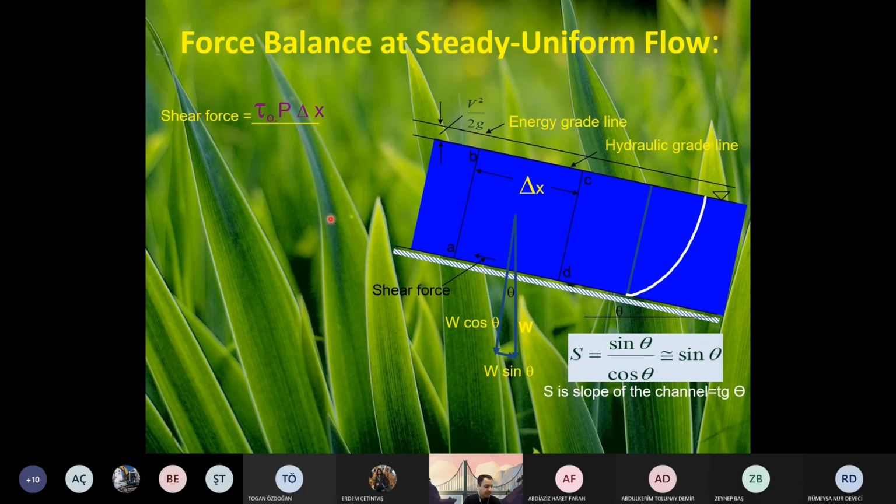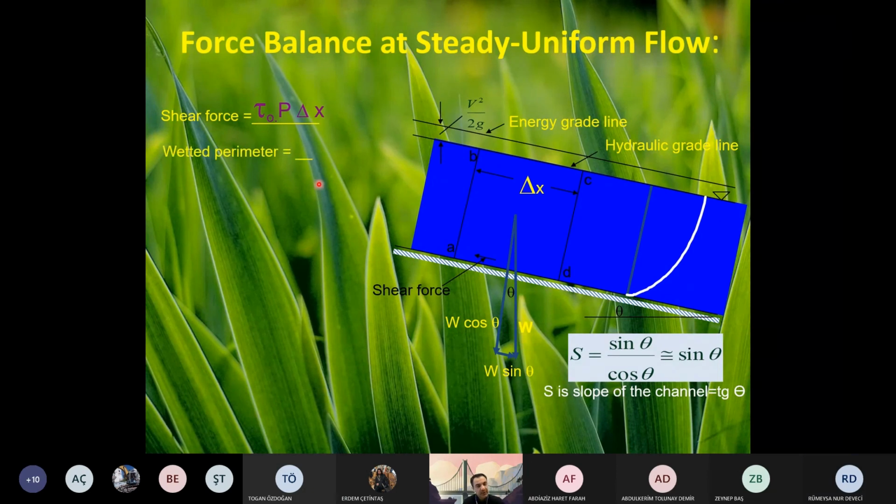It should be, yes. The other force was what? Yes. We had two forces. The one was drag or shear stress, the shear force. The other force was gravity force. Let me check that now.